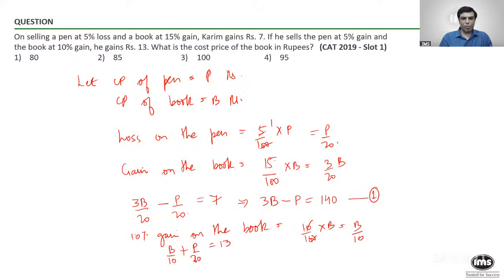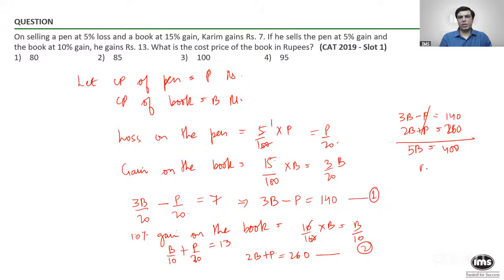Now if you take the LCM of 10 and 20, it will be 20. So we are saying 2B plus P is equal to 260 if you cross multiply. This is your second equation. If I just add the two equations simultaneously, 3B minus P is equal to 140 and 2B plus P is equal to 260, we are going to get 5B is equal to 400, and B is equal to 80 rupees. So what is the cost of the book in rupees? It is 80 rupees. This is the required answer, right?